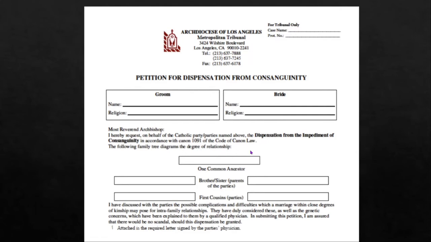I know that one of the things that is taken into consideration when a dispensation is asked for is, have there been other dispensations in the family that would have an impact on this one? If some of the people in the ancestor line themselves had a dispensation, that might have an impact on whether the dispensation was approved or not.